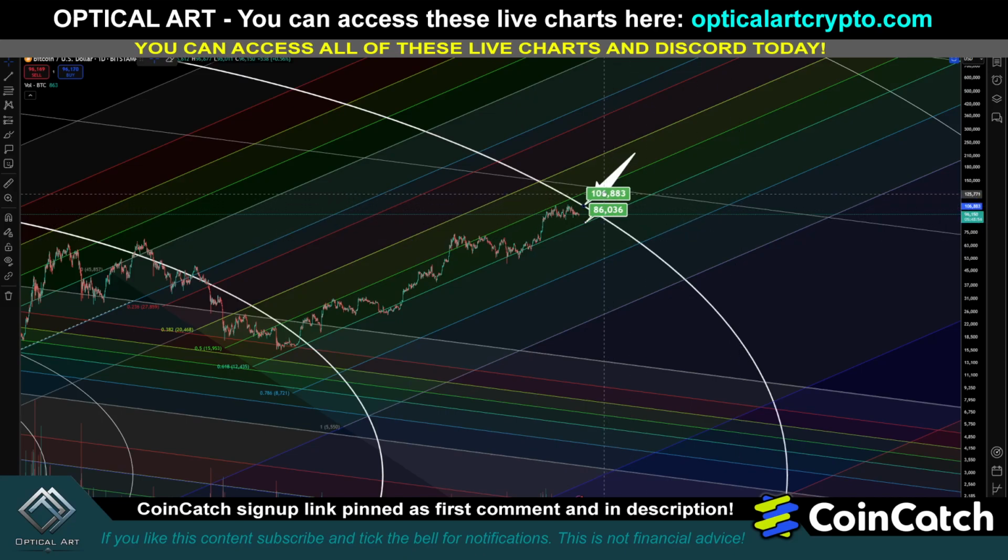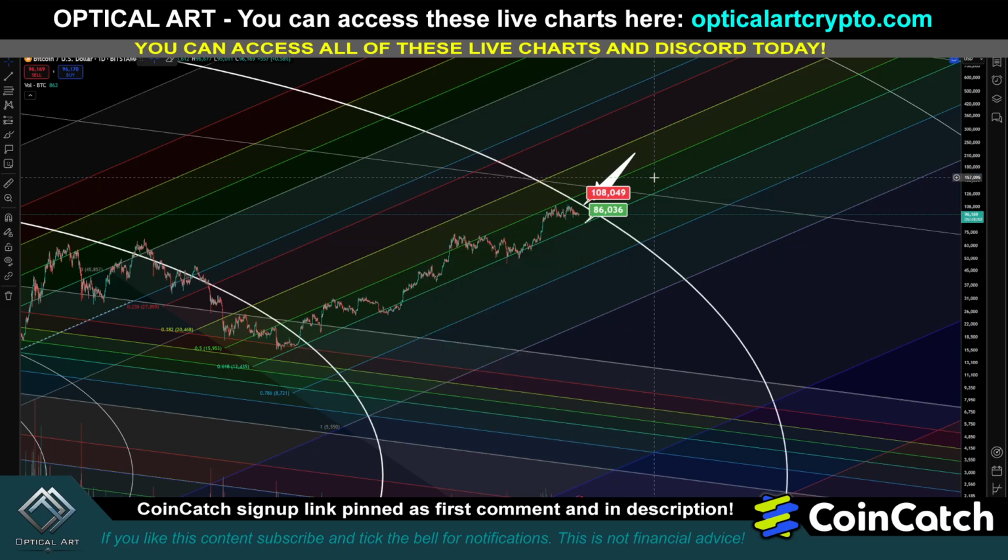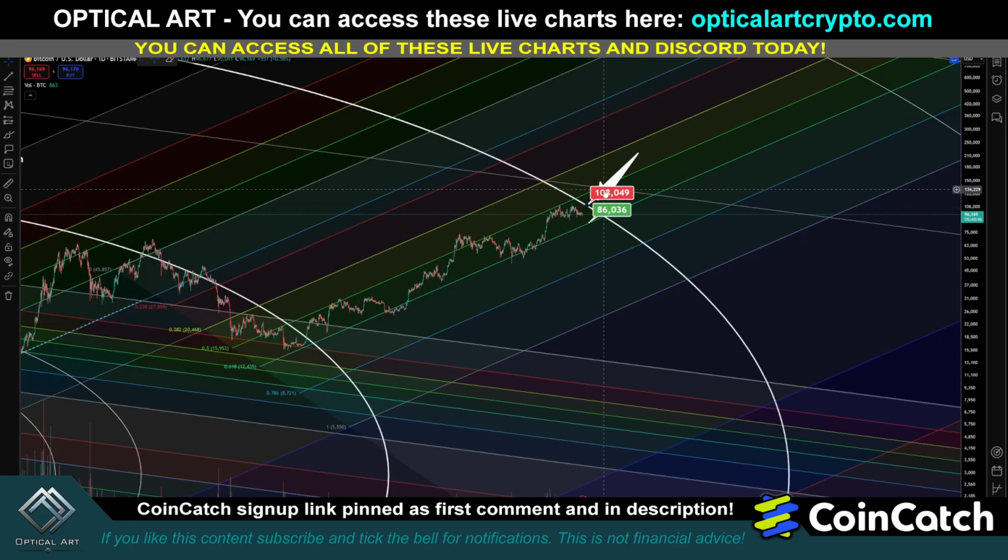The top of this ring is right around what, 108,000. Okay, so these are your key levels if you're playing the ring. Now we have pushed above the ring previously. The fib channel above is around 126,000. I don't think we'll go that high, and I'll show you why, because that would put us above our macro trend line resistance.